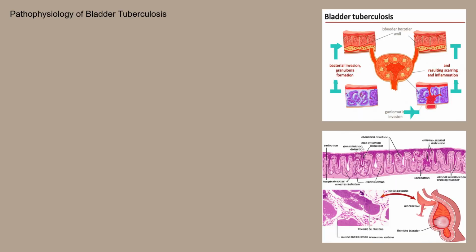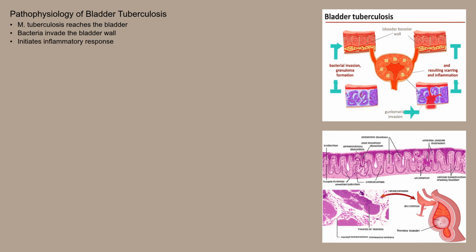The pathophysiology of bladder tuberculosis is a step-by-step process. First, the Mycobacterium tuberculosis bacteria reach the bladder. They then invade the bladder wall, initiating an inflammatory response. This inflammation leads to the formation of granulomas, which are collections of immune cells attempting to contain the infection. These granulomas can then ulcerate, causing damage to the bladder lining.